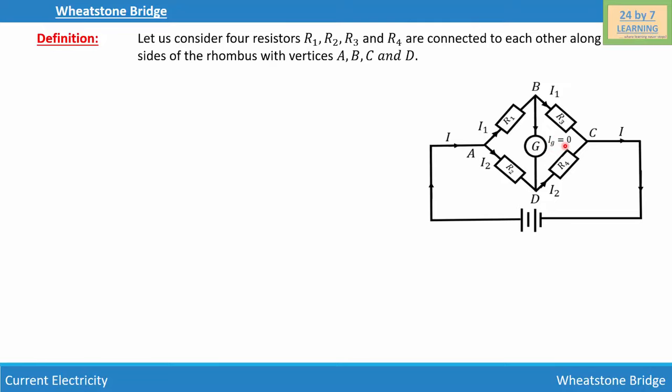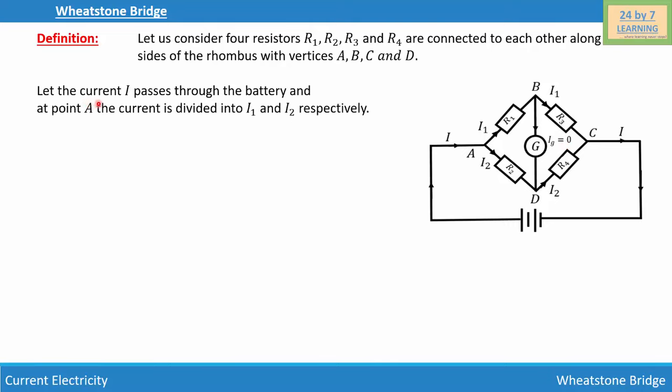And this is the condition for the balanced Wheatstone bridge, which simply means that if the Wheatstone bridge is balanced, then there will be no current through the galvanometer. Now, let us consider that the current I passes through the battery, and at point A, the current is divided into I1 and I2 respectively. So the I ampere of current passes all the way to A, but at point A, the current I is divided into I1 and I2.